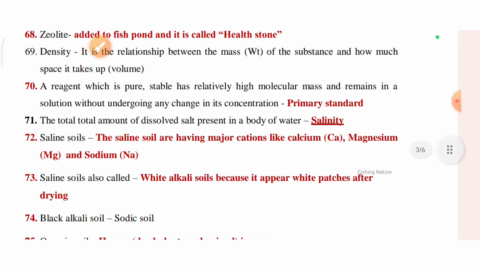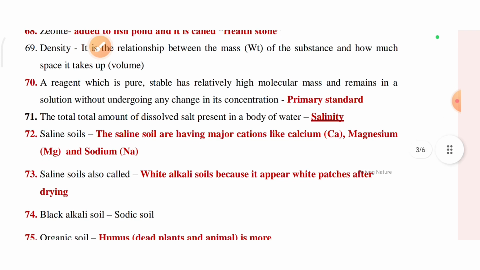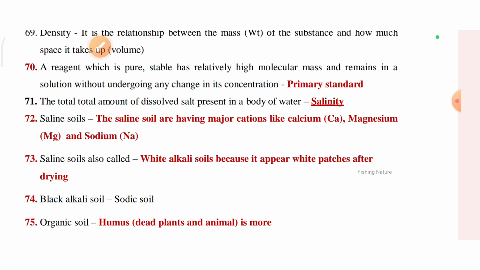Next, the reagent which is pure, stable, has a relatively high molecular mass and remains in a solution without undergoing any change in its concentration is known as a primary standard reagent.